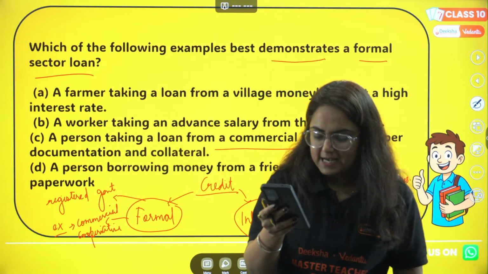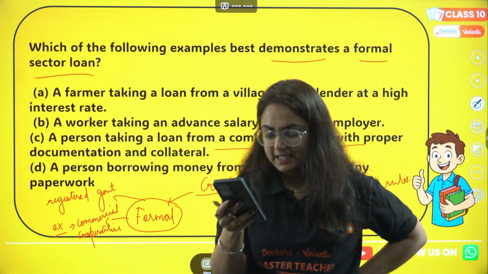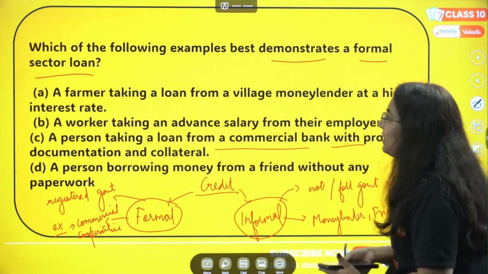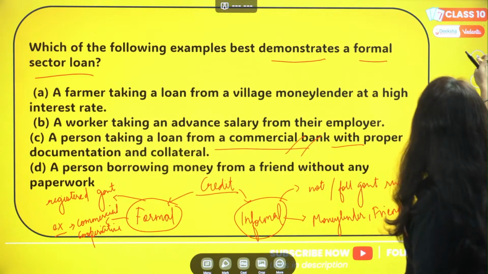Okay, RJ Jhalak, you answered it as C. Okay, do you want to become an RJ or you have become one? So yes, C is the correct option here.